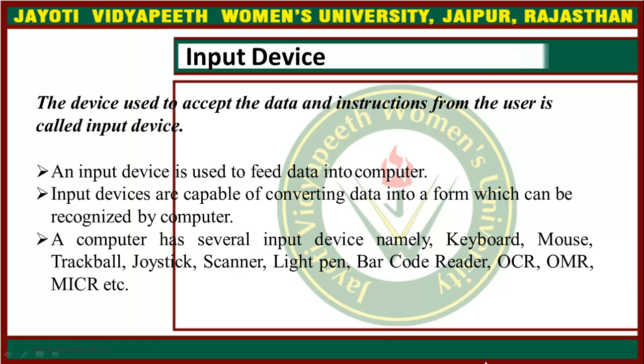Now come to the input devices. The devices used to accept the data and instructions from the user are called input devices. An input device is used to feed data into the computer. Input devices are capable of converting data into a form which can be recognized by the computer. So a computer has several input devices, namely keyboard, mouse, trackball, joystick, scanner, light pen, barcode reader, OCR, OMR, MICR, etc.